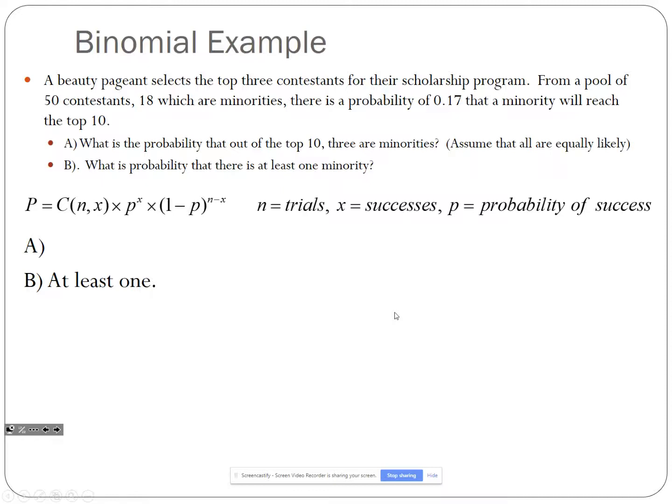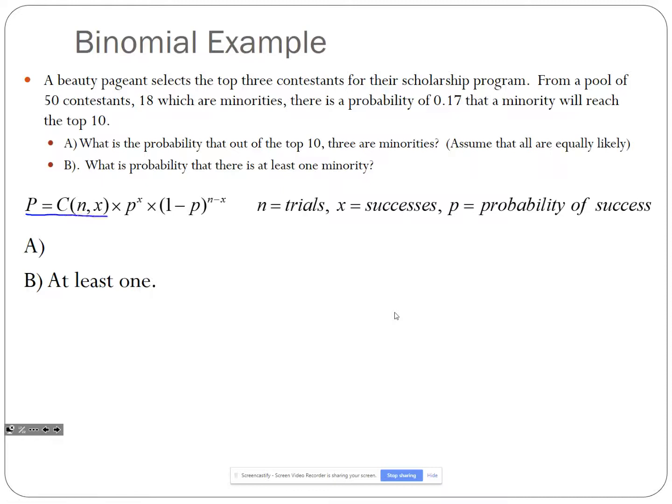So on an exam, you're not going to be told it's a binomial distribution problem. So let's talk about the 3 requirements that must be satisfied in order for it to be binomial. There needs to be a fixed number of trials, and there are. We're looking at the top 10. There needs to be 2 outcomes, and in this case, we're looking for a minority or not, so that works. And the third is that each person chosen has to have an equally likely chance or be independent of the others. And here it tells us, assume that all are equally likely. So we are going to solve this problem using a binomial distribution.